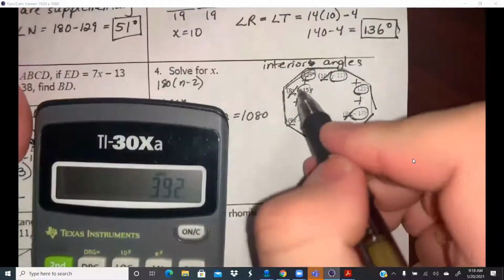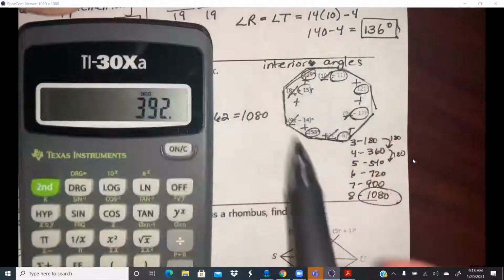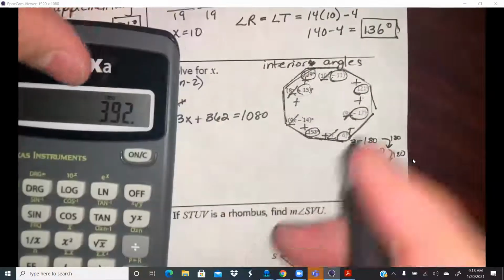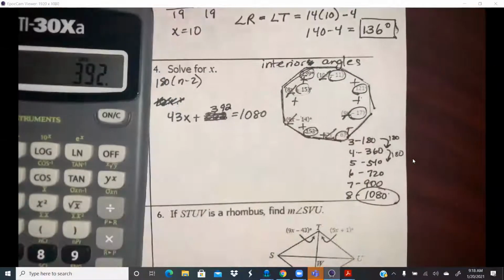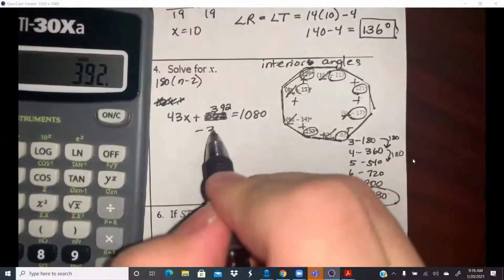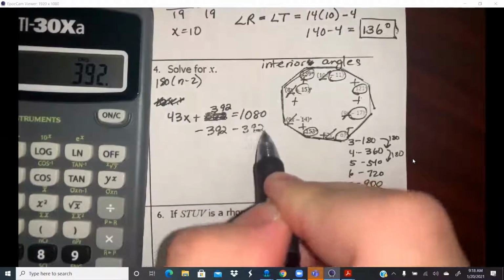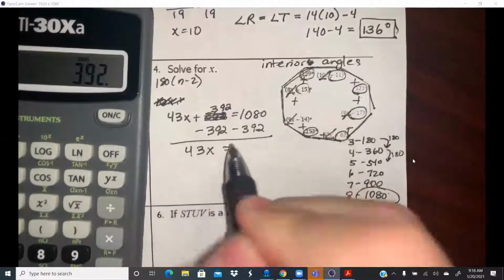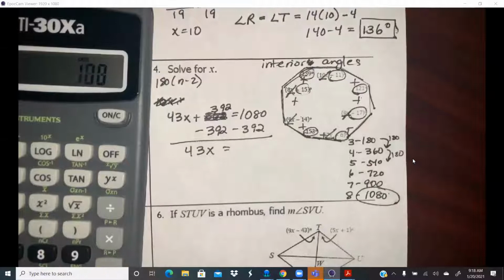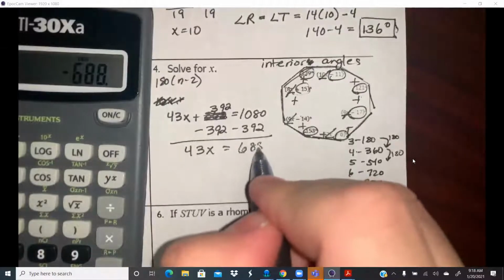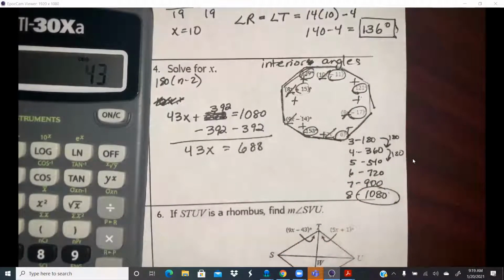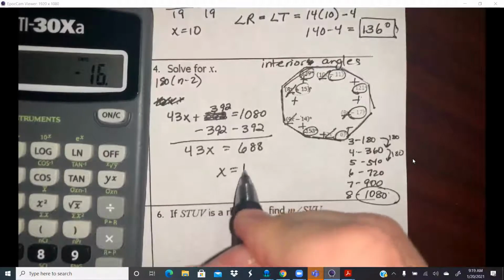Sorry, I made a mistake. That's supposed to be plus 15. I added 15 twice to get 392. So this is 392. Now I'm going to subtract 392 from both sides, and I have 43x is equal to 688. Then x is equal to 16.